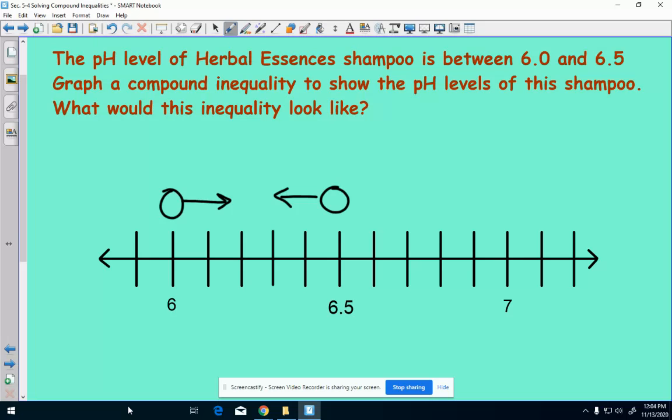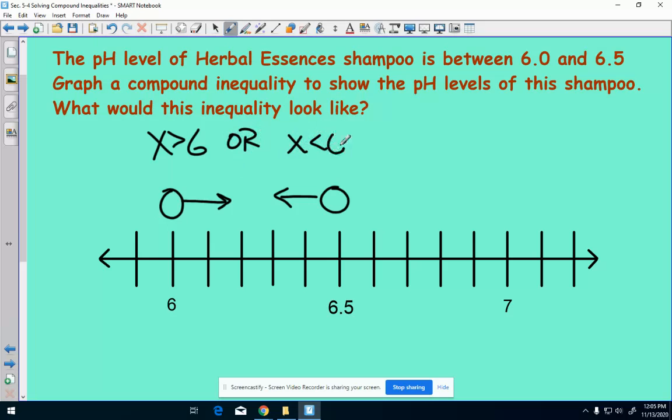If the pH of this shampoo was a 9, does that work in this scenario? Is 9 between 6 and 6.5? No. But if we use the word or in here, then how many of these two requirements are we actually requiring to be true? If we use the word or, just one. And is 9 bigger than 6?